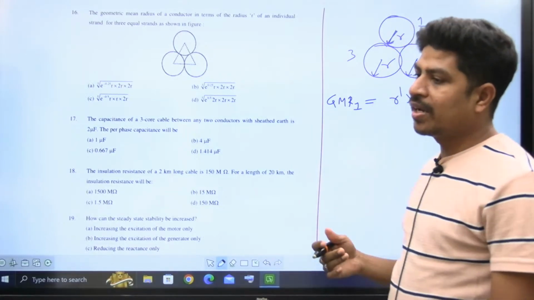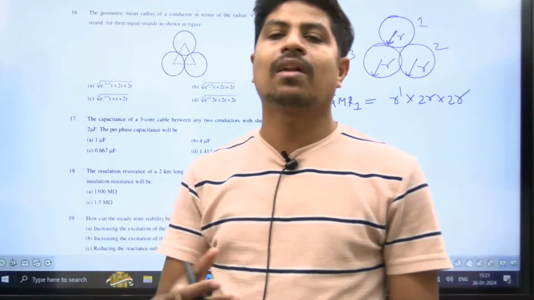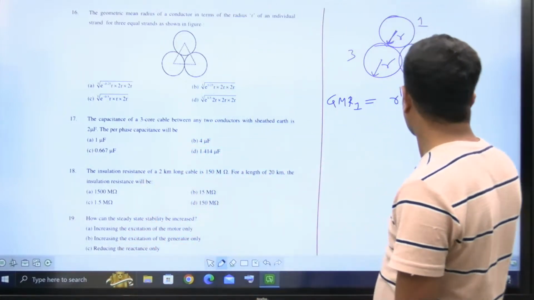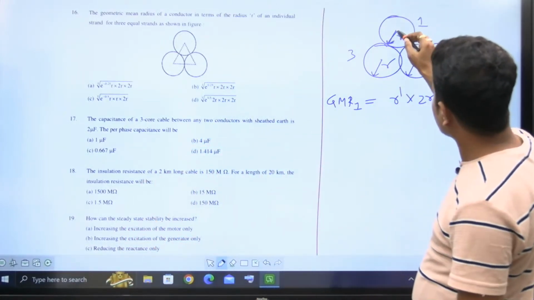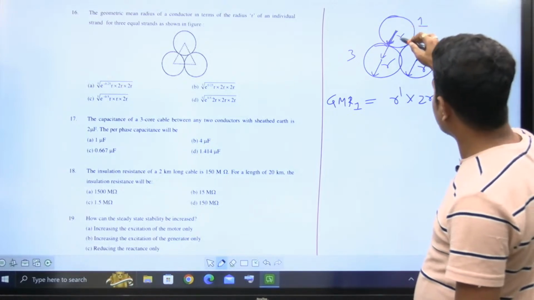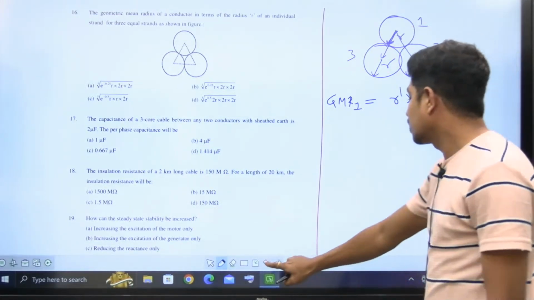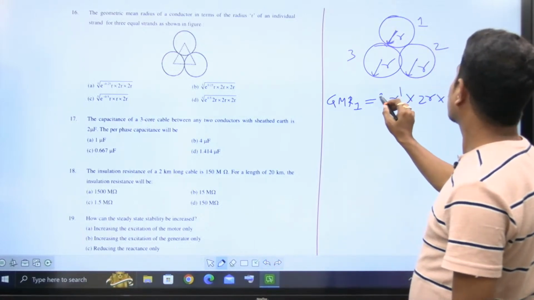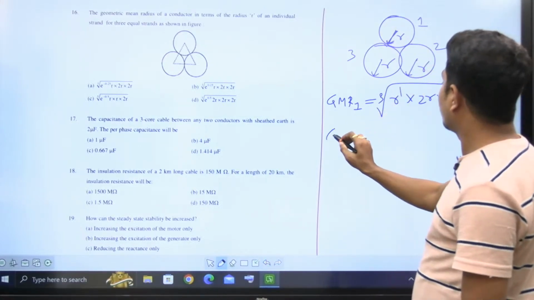You know, when finding inductance, we'll take r dash instead of r. What is r dash? 0.7788 times r, right? Into what is that distance between here to here? From here to here, the distance is 2r. From here to here, the distance is 2r, right? The distance is 2r. Yes or not?